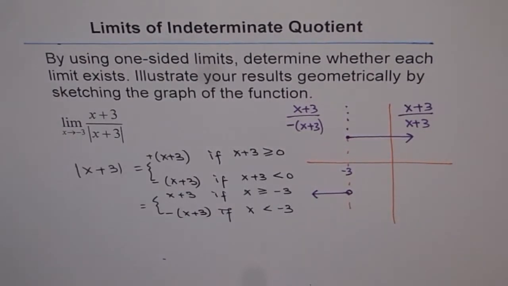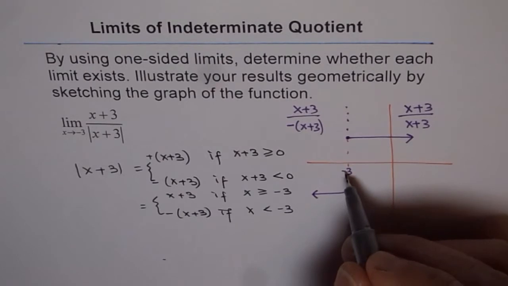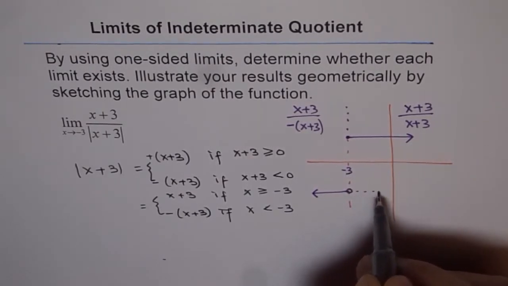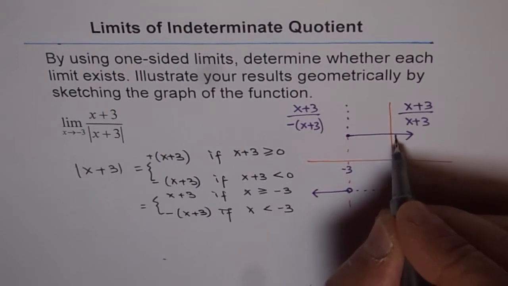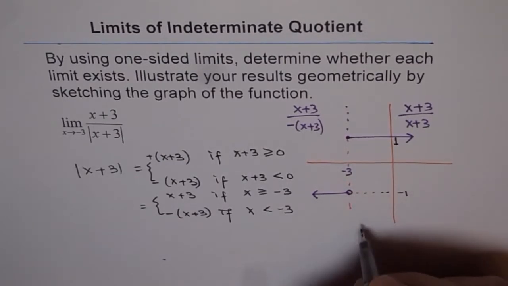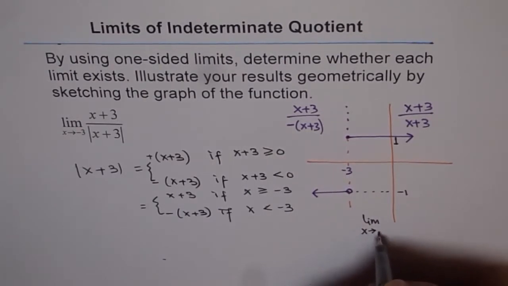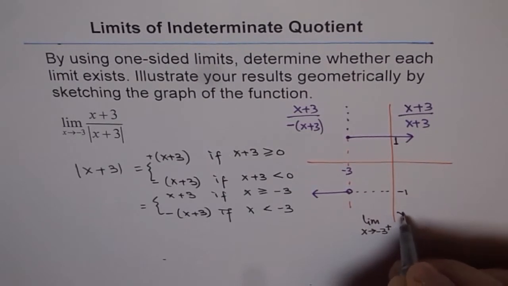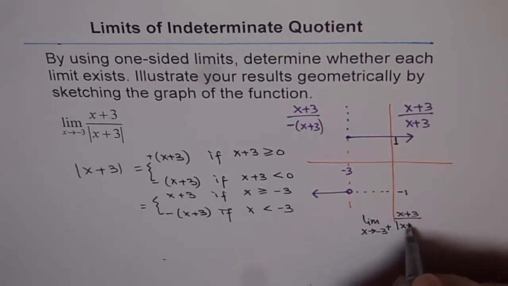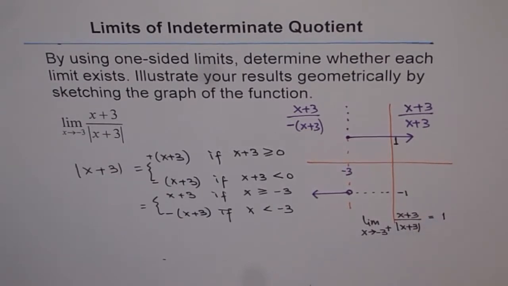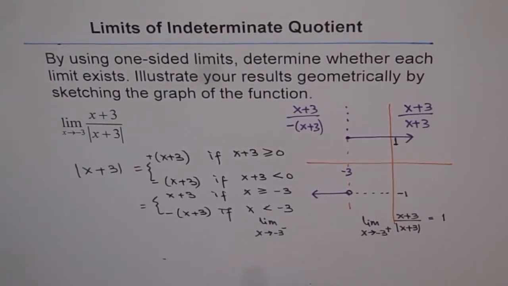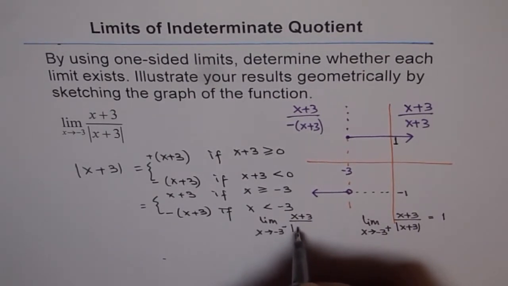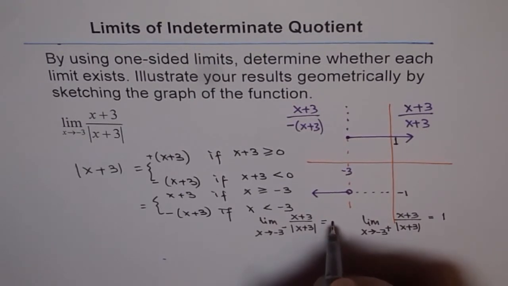Do you see that? Now if you see the graph, then from the graph you can conclude that as you approach minus 3 from the left side you approach a value of minus 1, but if you approach from the right side, you approach a value of plus 1. So we can say that the limit when x approaches minus 3 from the plus side of (x + 3) over the absolute value of (x + 3) is equal to plus 1. But the limit when x approaches minus 3 from the negative side of (x + 3) over the absolute value of (x + 3) is equal to minus 1, correct?